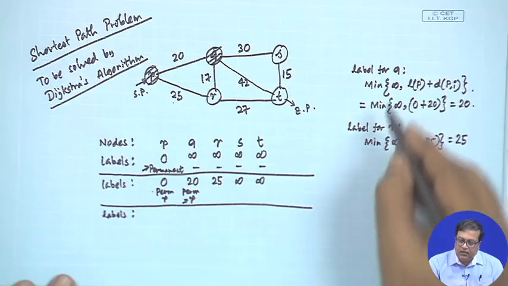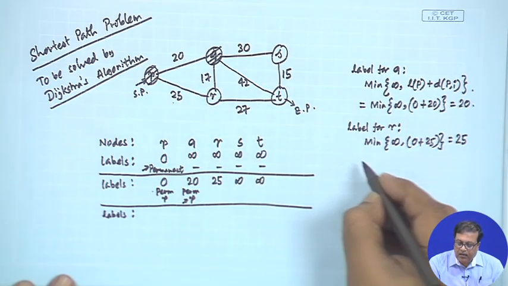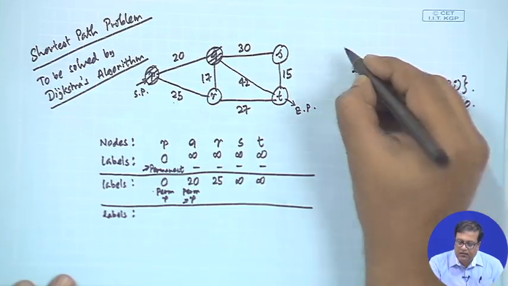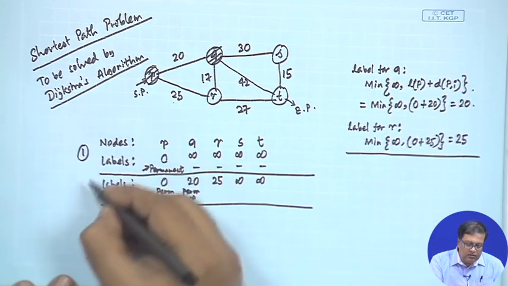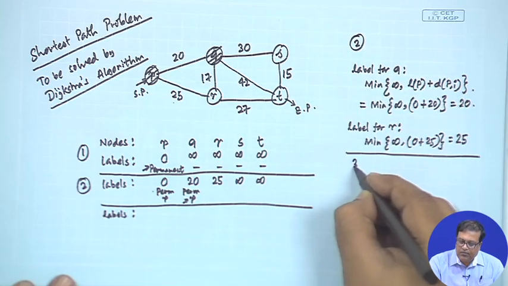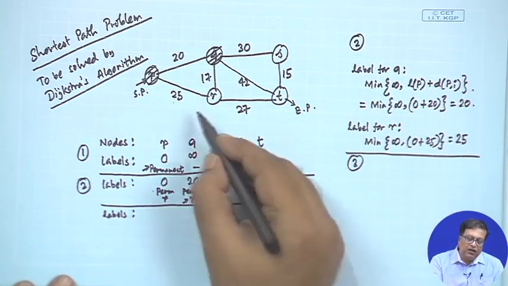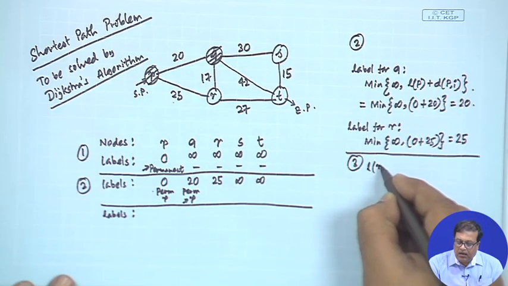So, you see what would be the new level for R? See, this is already done, this is, say, round 1, this is round 2. So, all these are round 2 calculations. Now, we are at round 3. So, in round 3, what will be the level of R?